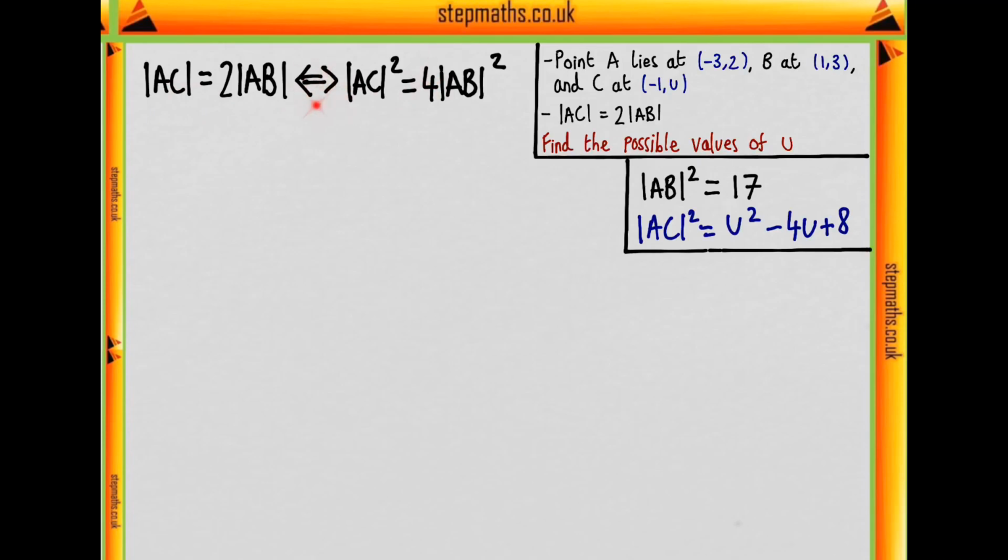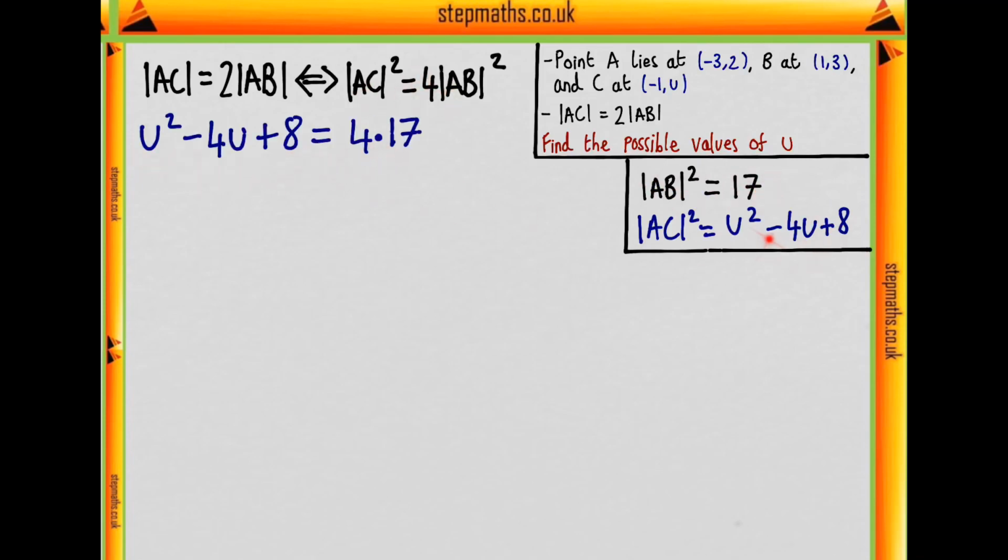This sign means equivalent. If the distance AC is equal to 2 times the distance AB, then certainly distance AC squared is equal to 4 AB squared. And similarly the other way, because these are all positive quantities, as they're distances. So instead of trying to find U to satisfy this, we can find U to satisfy this, which is far easier because we've already got expressions for these two things in nice forms. So equating them, we get this.